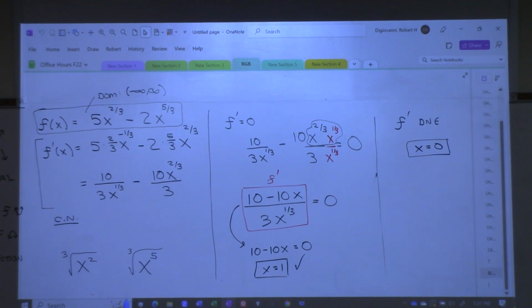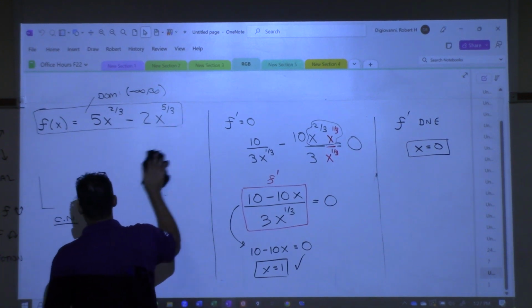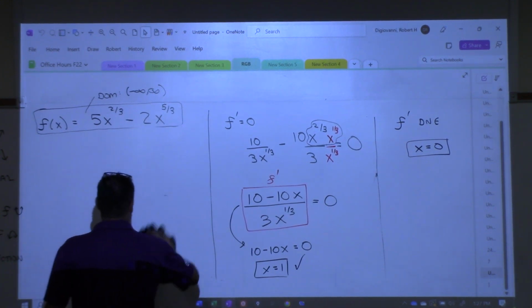All right, I have 2 critical numbers, and now what do I do with them? Try to see where it goes up and down. Where it goes up and down, so what am I going to do with those now? Do a number line, plot them, right? And then pick your test points. Yes. Okay, good. So I'm now going to draw a number line.